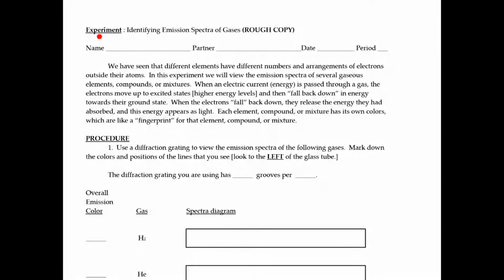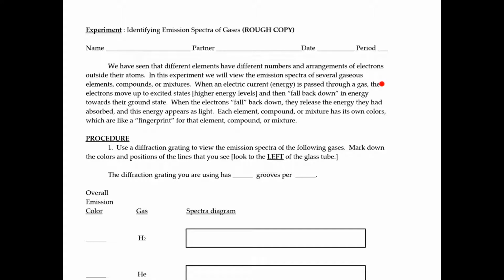Today we're going to be discussing the experiment identifying emission spectra of gases, and we're going to read the introduction paragraph here. As we have seen, different elements have different numbers and arrangements of electrons outside their atoms. In this experiment we will view the emission spectra of several gases, elements, compounds or mixtures.